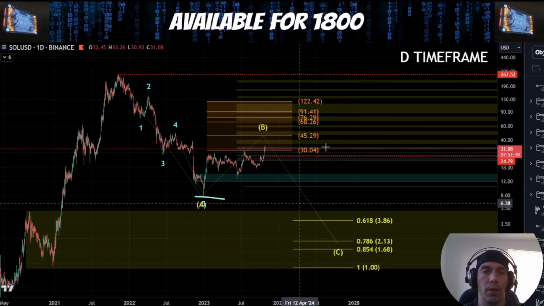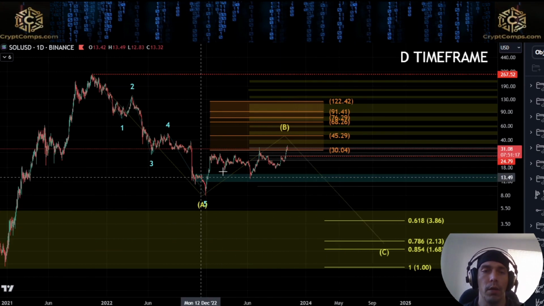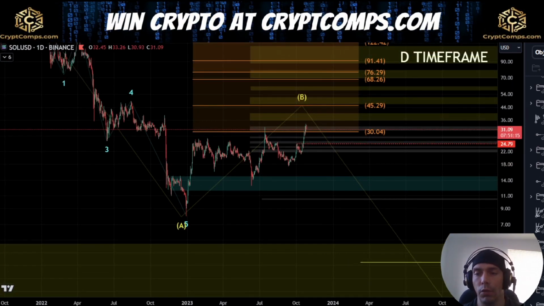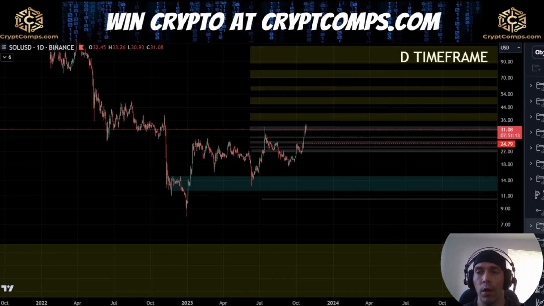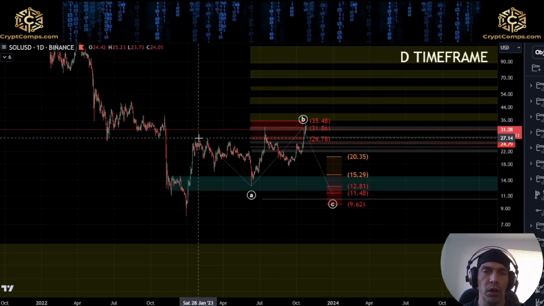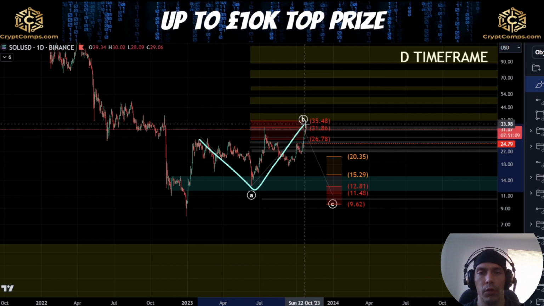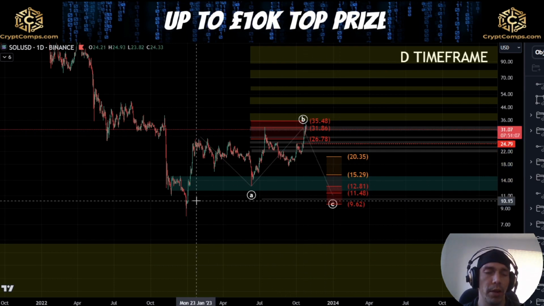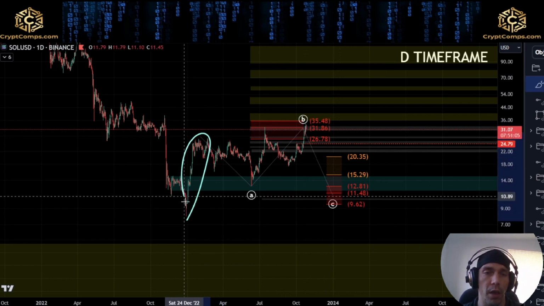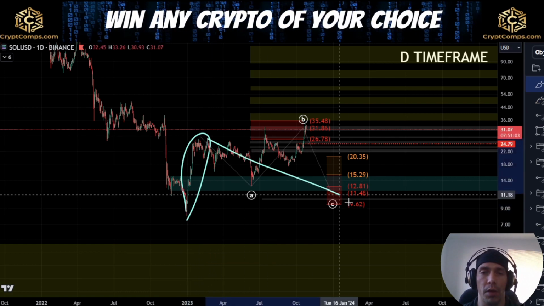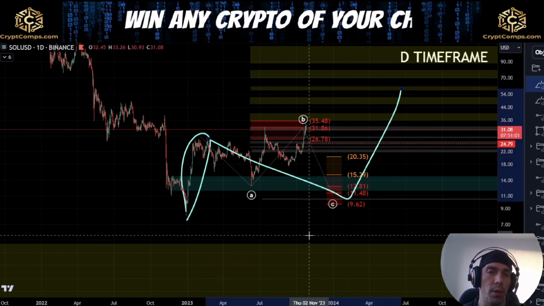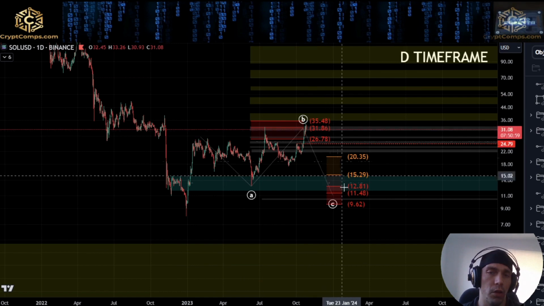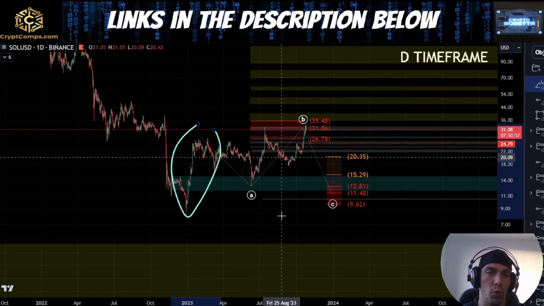Now, if we are looking at this idea of the B wave here, there's a couple of ways that I'm looking at the internals of this. So we're going to go into that now. Now, I was originally talking about this being a bigger flat correction here where this is ABC, but I don't really like this anymore, because if this is our A wave, this is a B wave to the downside, and we're going to get a C wave up. It is quite large in comparison to the small little move to the upside here.